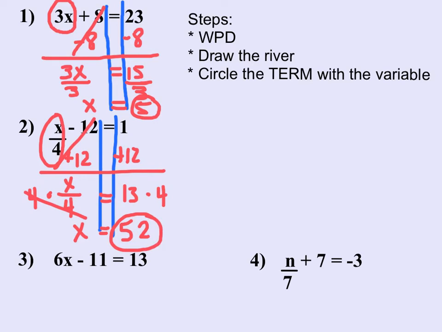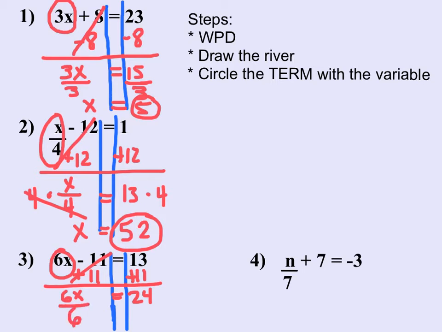All right, a couple more here. Number 3, go ahead and write the problem down. Draw your river. Circle your term with your variable. First step is to get rid of the minus 11. So we're going to do plus 11. This leaves us with 6x equals 24. And then since this is 6 times x, that means we're going to divide by 6 and divide by 6. So x is equal to 4.